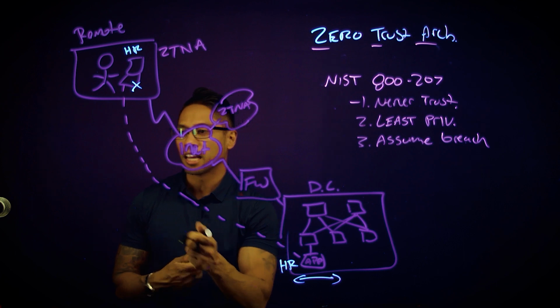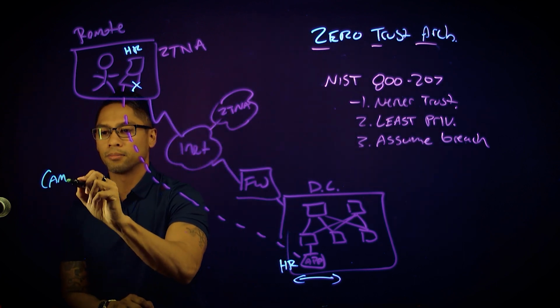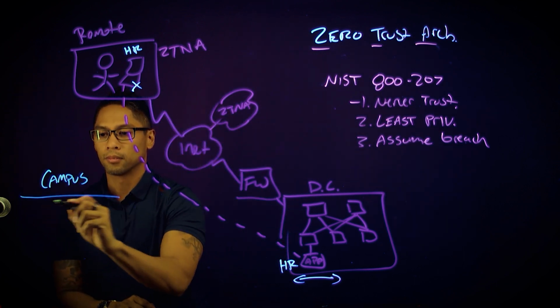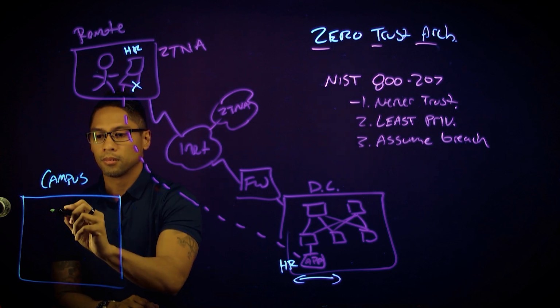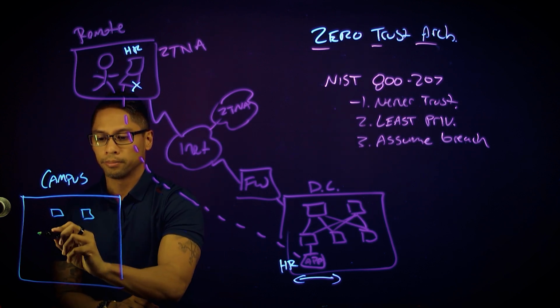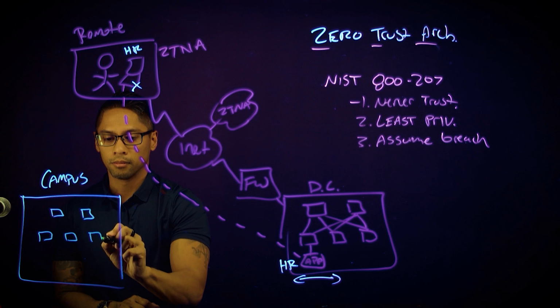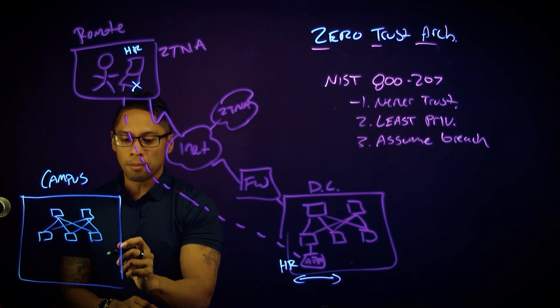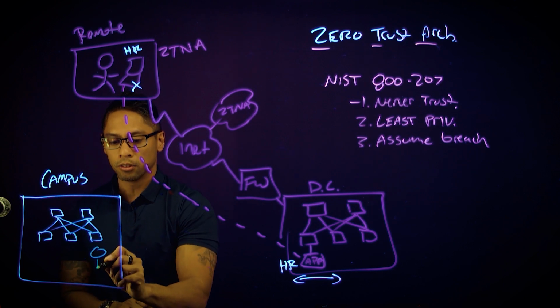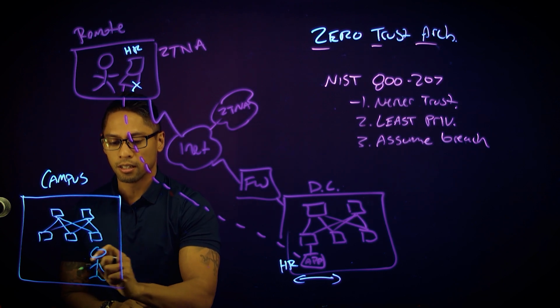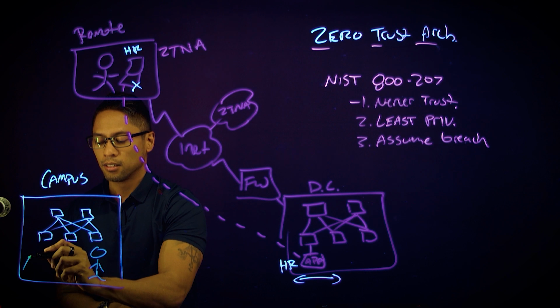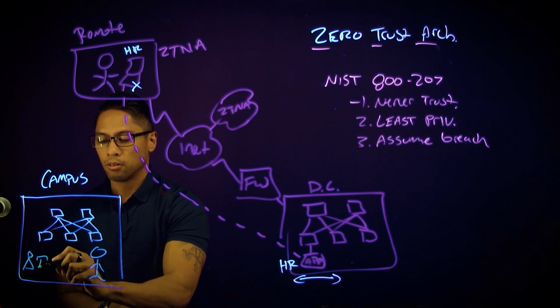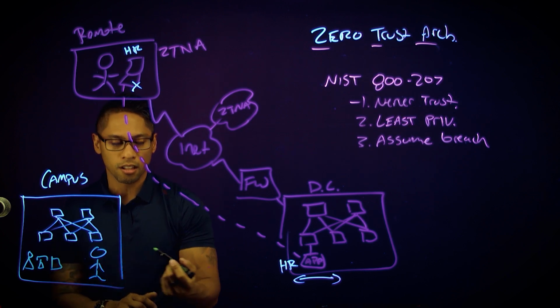Now, let's take a look at our campus. I'll draw our campus network here. Now, from a campus standpoint, not only do we have end users, obviously, we also have things. So cameras, we have phones, badge readers, IoT devices.